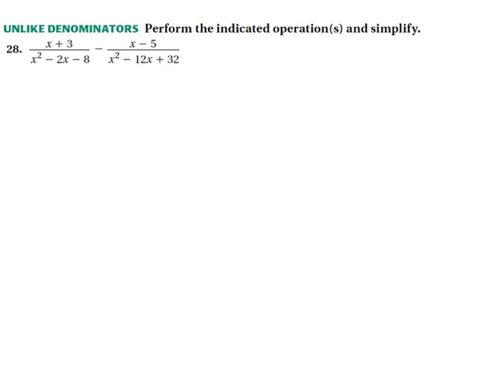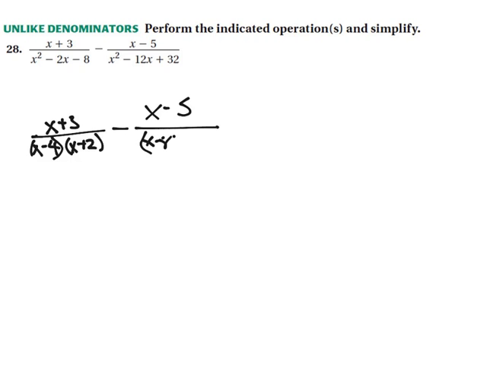Okay, this is just like yesterday. So when I simplify, I've got to simplify both top and bottom, or I've got to factor top and bottom first to find my least common multiple. This one's going to be x minus 4, x plus 2, and then we're going to get x minus 5 over, and factors of 32 that sum to negative 12 is negative 8 and negative 4. So x minus 8, x minus 4.